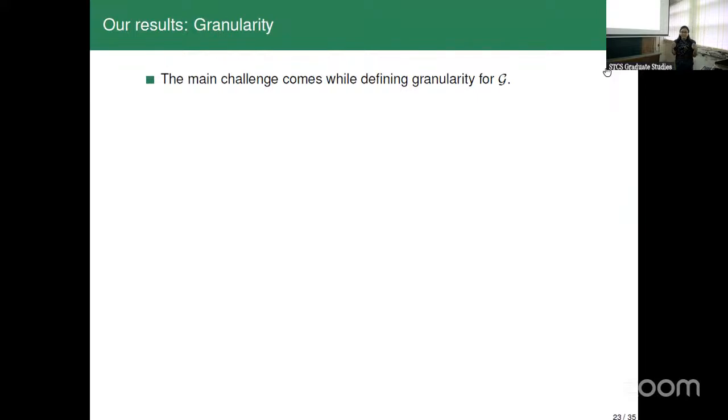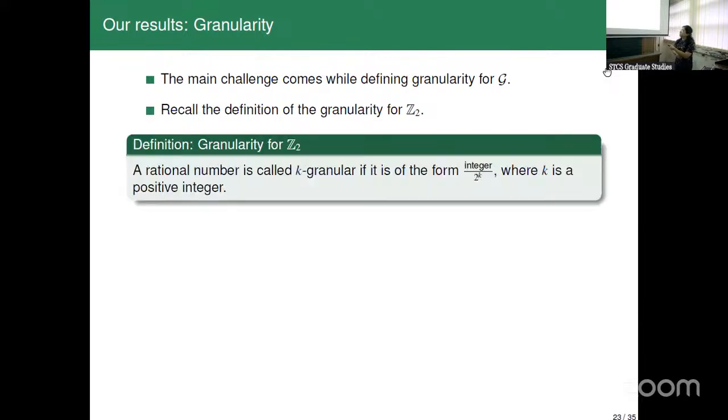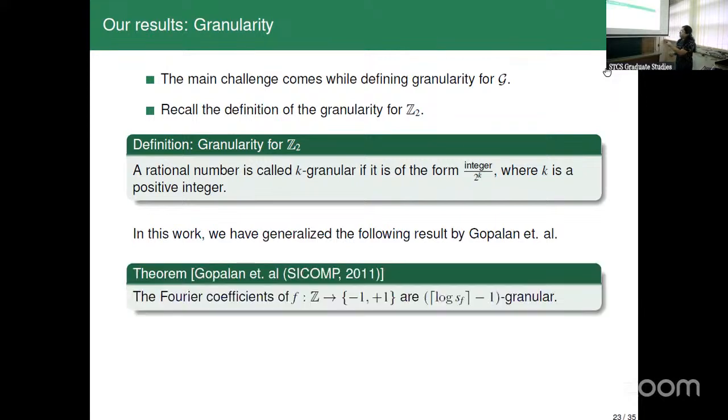So the main challenge comes while we define granularity for G. In the Z2 case, the coefficients were real numbers. In this case, complex numbers are involved. So recall the definition of granularity in case of Z2. A rational number is called k-granular if it is of the form some integer by 2 to the power k, where k is some positive integer. And in this work, we have generalized the following theorem by Gopalan et al., which states that Fourier coefficients are ceiling of log sparsity minus 1 granular, that is, they are integer multiples of 1 by sparsity.